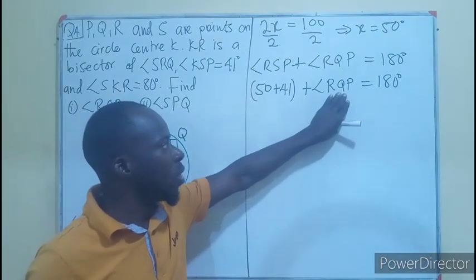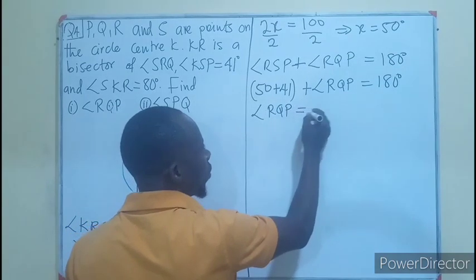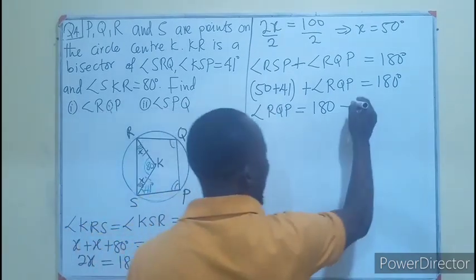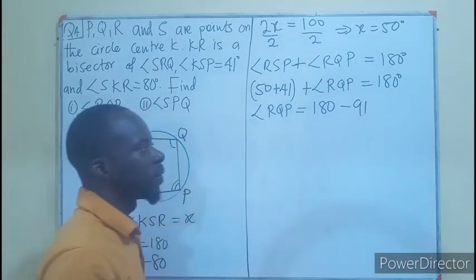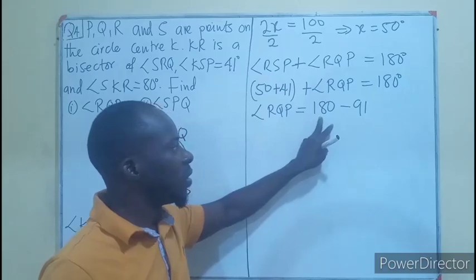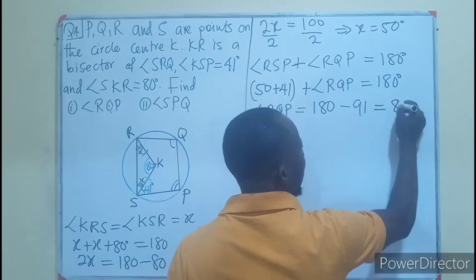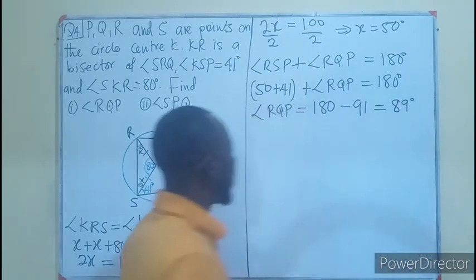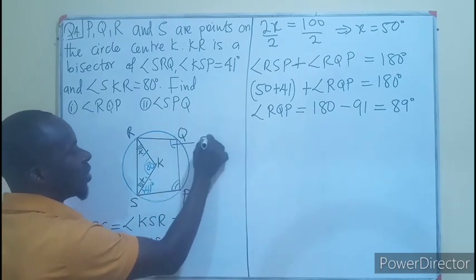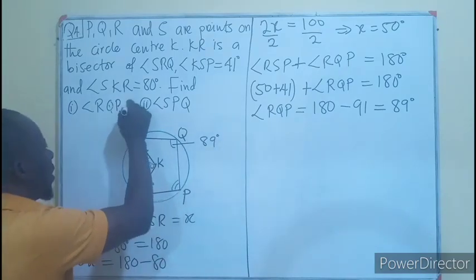So we can pinpoint this down. Angle RQP should be equal to 180 minus the sum of this, which is 91. If we subtract 91 from 180, we have 89 degrees. So the angle at Q that we are looking for is 89 degrees. This is taken care of.